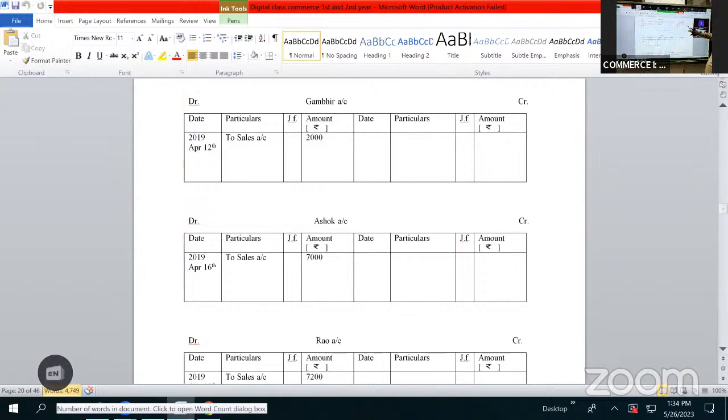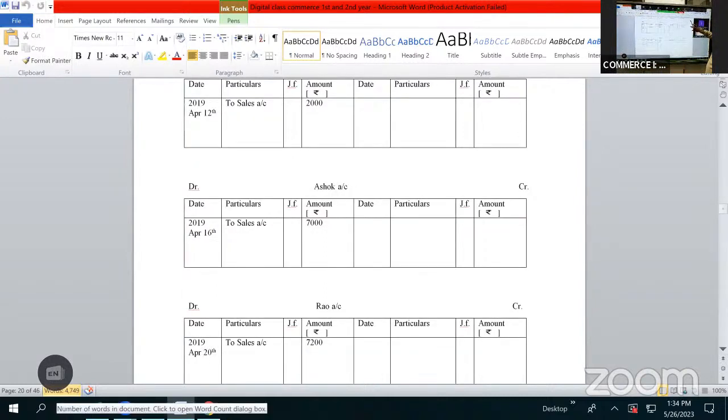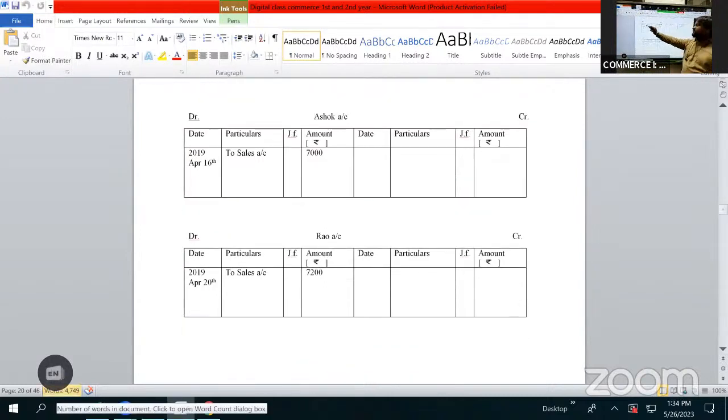Then we have sold goods to Ashok. Then we'll be preparing Ashok account, the format for which is date, particulars, journal folio, amount rupees, date, particulars, journal folio, amount rupees. Towards extreme left will be writing DR debit. Towards extreme right will be writing CR credit and the name will be taken as Ashok. The date will be taken as 2019 April 16. As we have sold goods to him on April 16, it will be posted as to sales account 7,000.